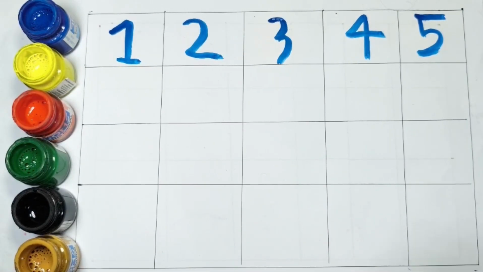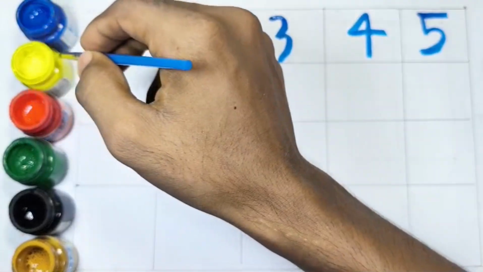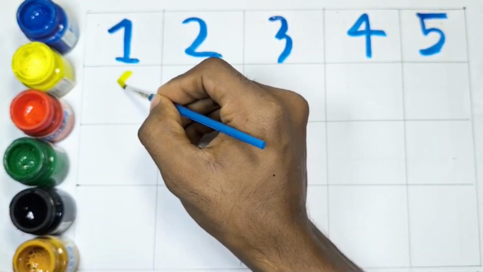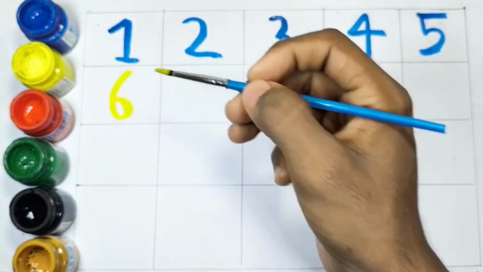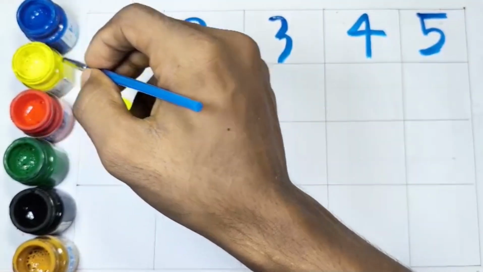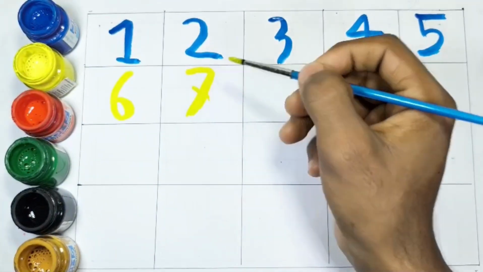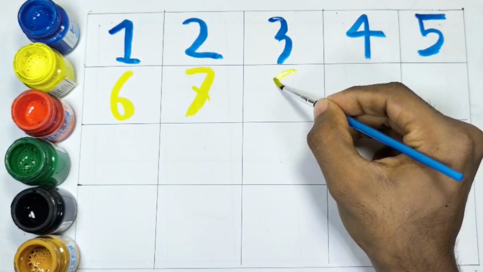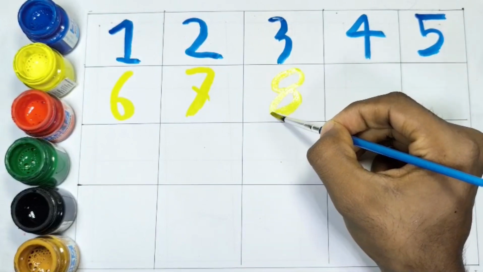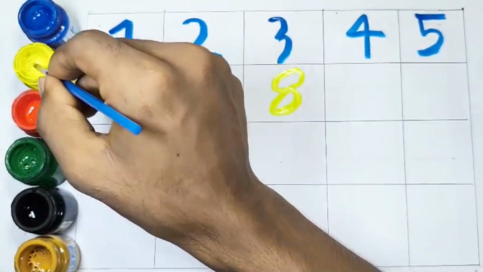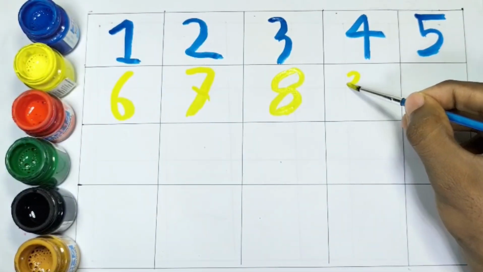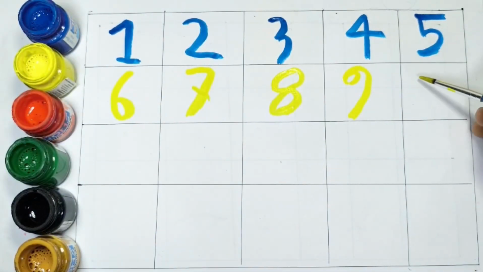Now you draw six and use yellow color. 6, S-I-X, 6. 7, S-E-V-E-N, 7. 8, E-I-G-H-T, 8. 9, N-I-N-E, 9. And 10, T-E-N, 10.